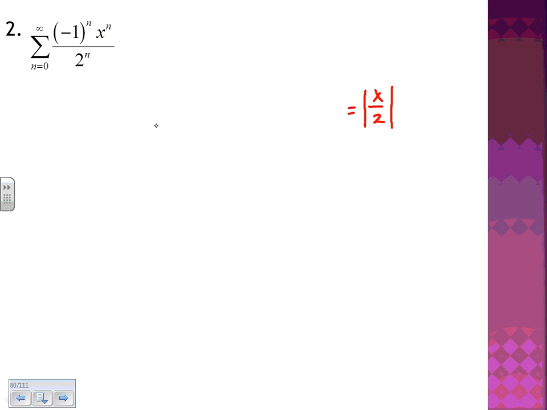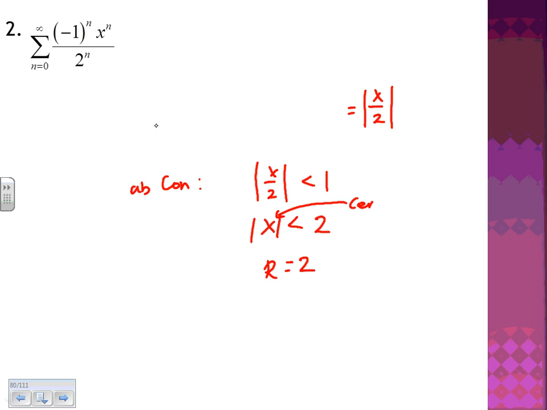So what do you get for your radius of convergence? This is going to have to be what? Less than 1 to converge. To absolutely converge. So the absolute value of x has to be less than 2. So your radius of convergence is 2. Where are you centered? 0. So if I'm centered at 0 and I'm going to go out to 2 and negative 2, I can see my radius of convergence here is 2.